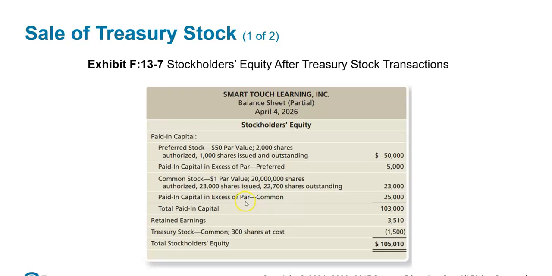We have paid-in capital excessive par common, 25,000. Total paid-in capital, 103,000. Retained earnings, 3,510. And common stock, Treasury common stock, 300 shares. So it's showing we have $1,500, 300 shares at $5 par, or cost, still in the equity account.